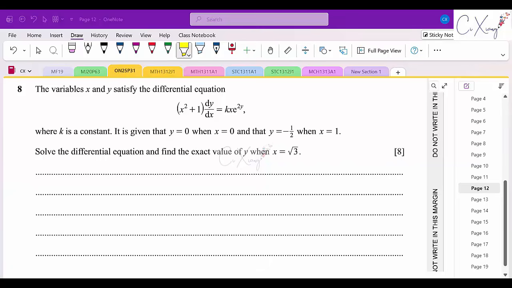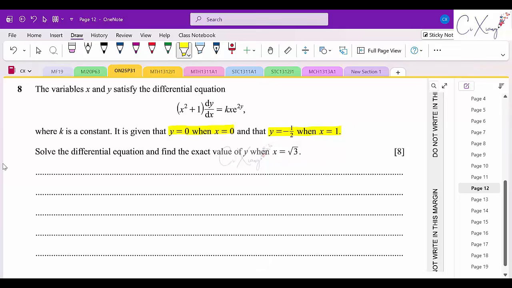Okay, we are now at question number 8. Alright, so we are given that the variables x and y satisfy this differential equation, where k is a constant. It is given that y equals 0 when x equals 0, and also y equals -1 when x equals 1. We are given two pieces of information here, which means two pairs of x and y. So very likely in our solution later, there are two constants whose values I need to find out. That's the reason why they give us two sets of data here.